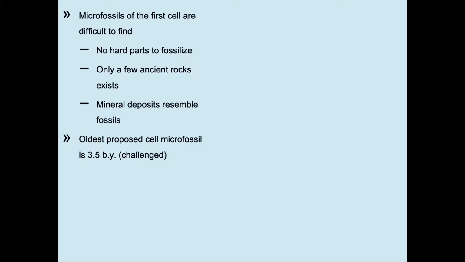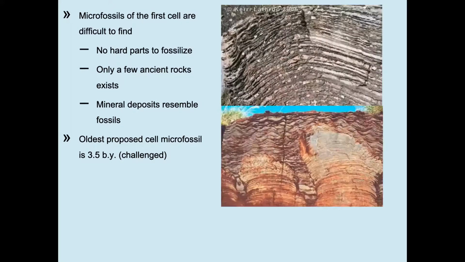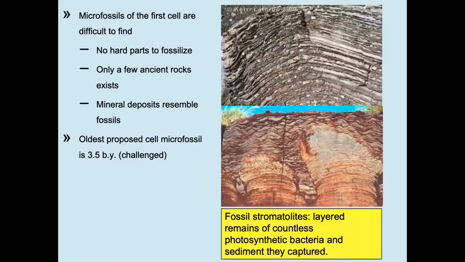The oldest proposed cell microfossil comes from rock formations in Western Australia. These are 3.5 billion year old fossilized chains of photosynthetic bacteria called stromatolites. Stromatolites are layered remains of countless photosynthetic bacteria and the sediment they captured. They are seen exposed in the Western Australian desert.